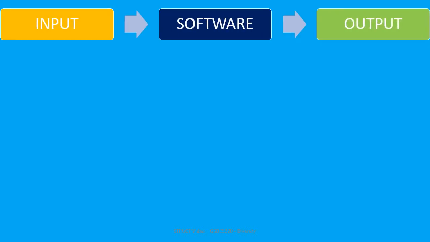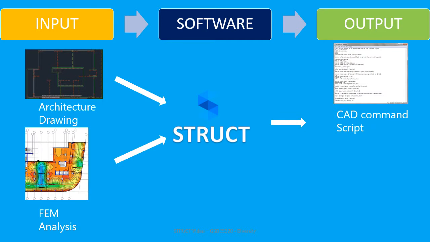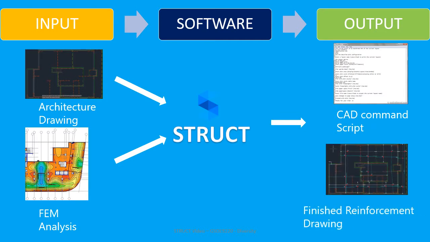Here comes our solution. It is a software which can automate the reinforcement design. The mechanism is simple. It takes two inputs, which are architectural drawing and finite element analysis results. And after processing, it will output the CAD command script. And this script can be executed in CAD to produce the finished reinforcement drawing. In this way, it highly boosts the productivity and also reduces the design duration.